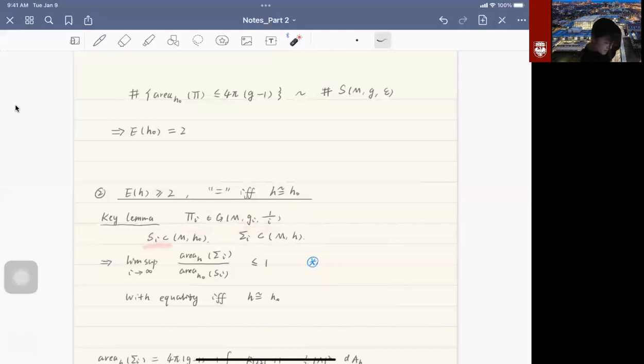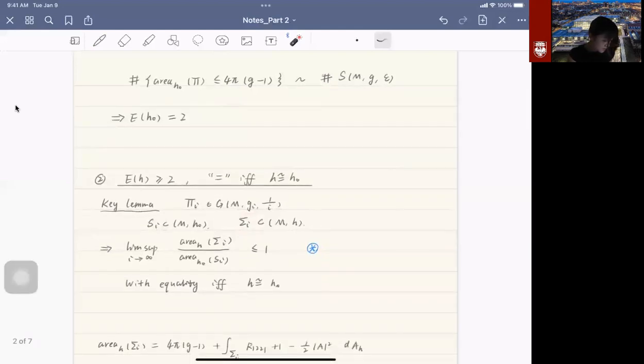And let Si be the error minimizing surface with respect to H0. On the other hand, we let sigma I be the error minimizing surface with respect to H. Okay, then we can show the limsup as I goes to infinity of the quotient, the error with respect to H of sigma I divided by the error with respect to H0 of Si, must be less than or equal to 1. Also, the equality holds if and only if H is isometric to H0.